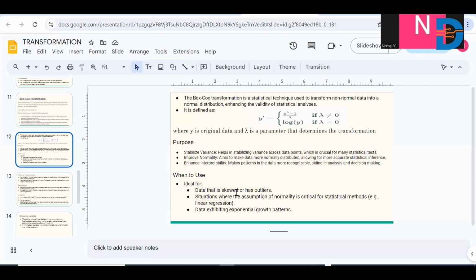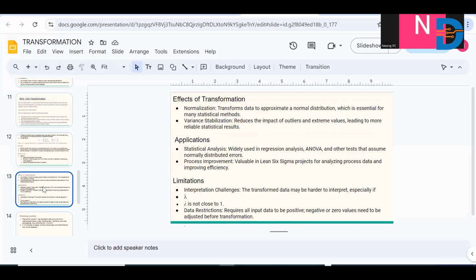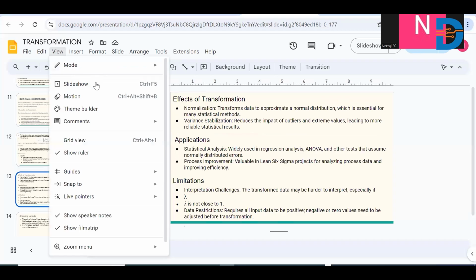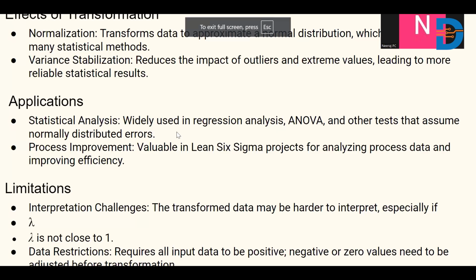When to use it? When we have skewed data or it has a lot of outliers. The second situation is when the assumption of normality is critical for statistical methods, for example in the case of linear regression. And for data exhibiting an exponential growth pattern, we go ahead with Box-Cox transformation. Effect of transformation: normalization and stabilizing the variance.